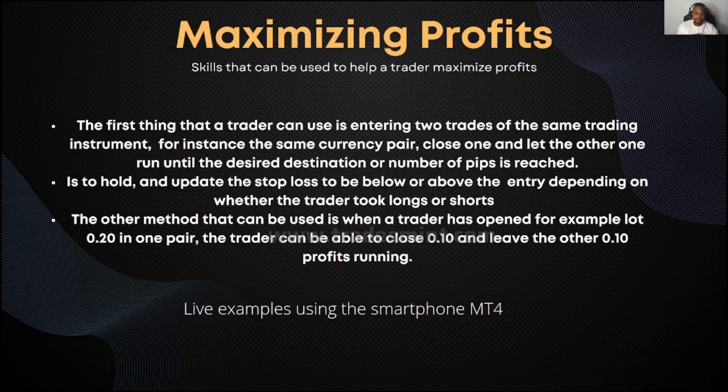So maximizing profits. The skill that can be used by any trader to help maximize the profits. This one I will really have to go to the smartphone MetaTrader 4 to explain to you thoroughly as to how to do this. So the first thing that a trader can use is entering two trades of the same trading instrument. For instance, the same currency pair, close one and let the other one run until the desired destination or the number of pips is reached. That's the first thing that you can do.